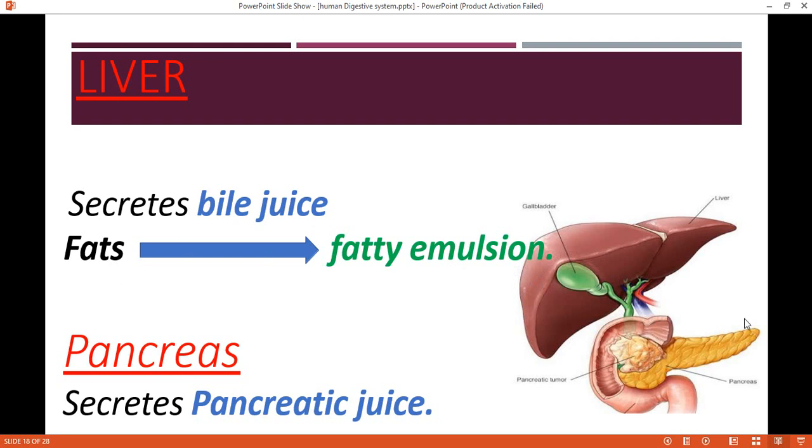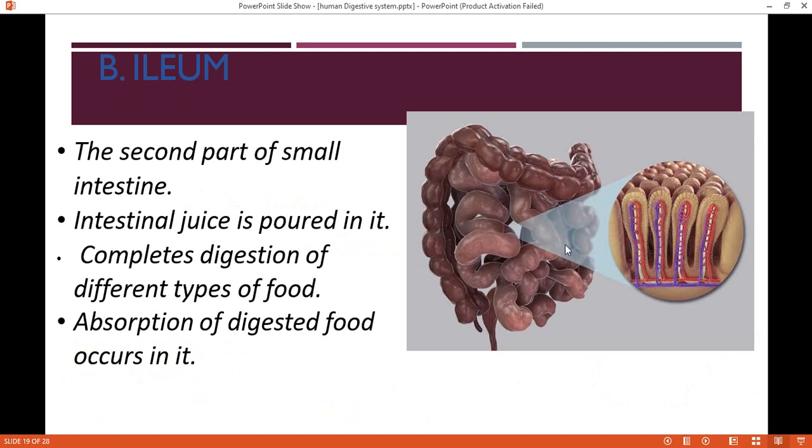Okay, and here the pancreas secretes pancreatic juice. It also helps in digestion. And here is the second part of the small intestine, which is the ileum. The intestinal juice is poured in it and it completes digestion of different types of food, and also the absorption process of digested food occurs in this part.